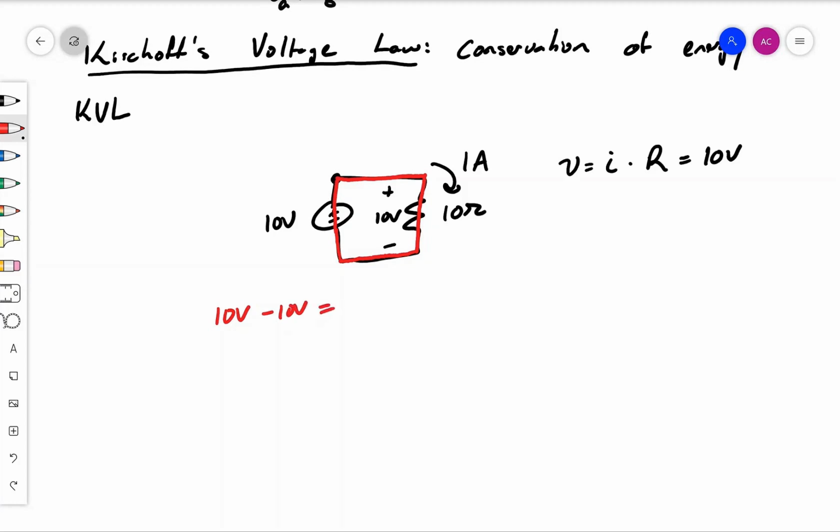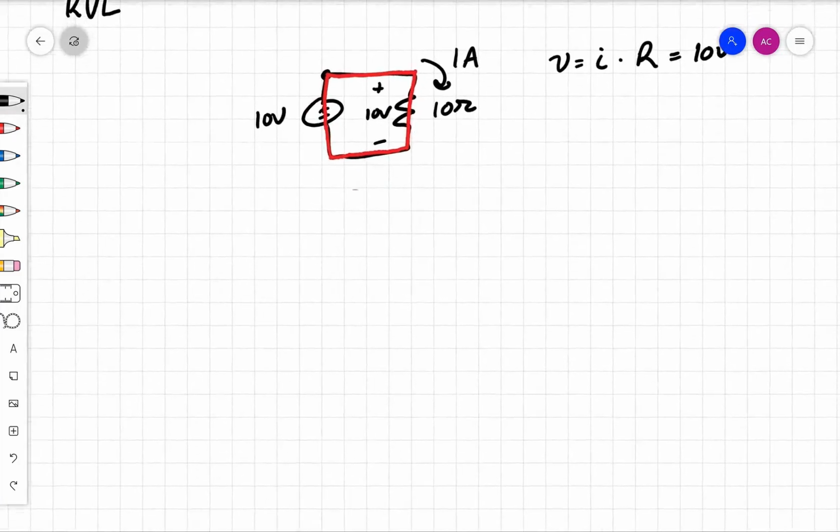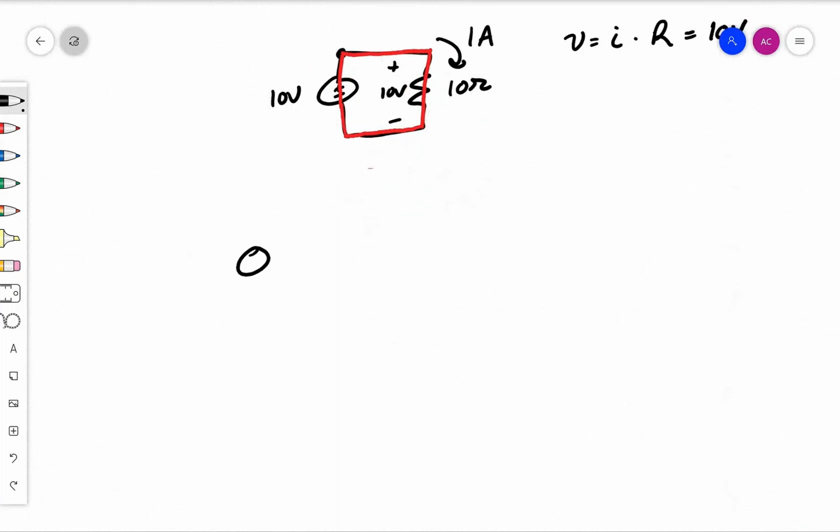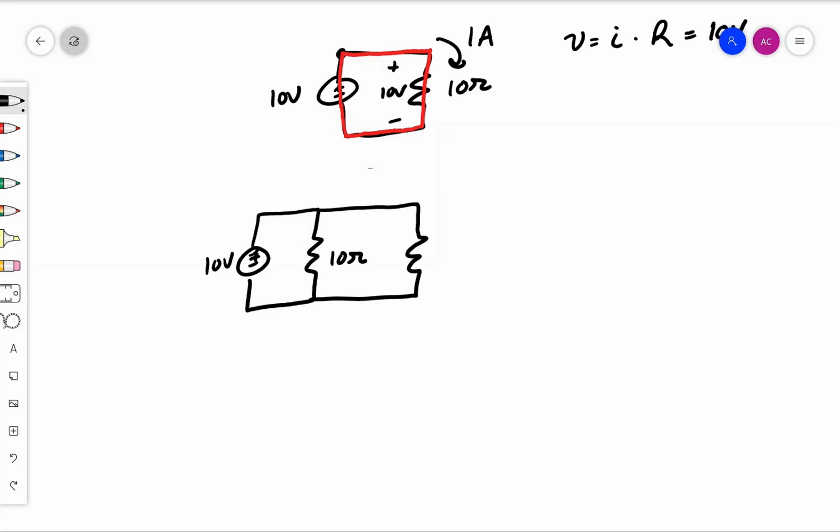Remember we said that the sum of the voltage drops and rises has to be equal to 0. So this is showing that for this circuit, Kirchhoff's voltage law is satisfied. Now, what if we make this just a little bit more complicated? Let's say that now we have the same 10 volt source, the same 10 ohm resistor right here, and then we also have, let's just say, another 10 ohm resistor.